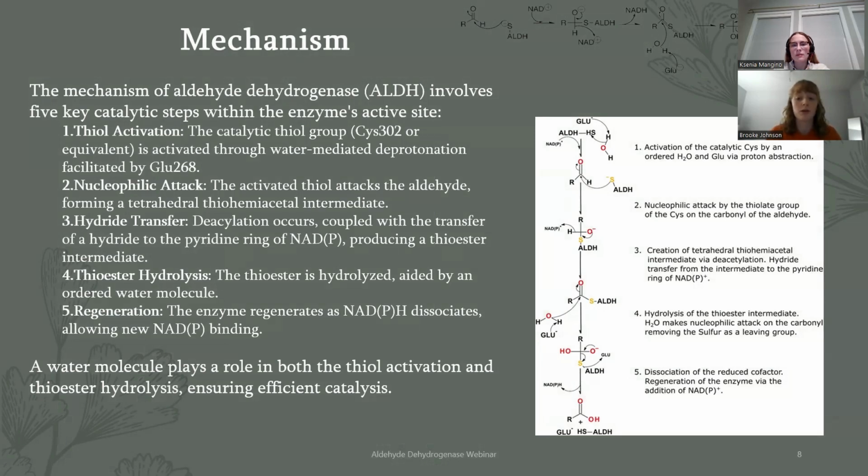Next is the hydride transfer. Deacylation occurs coupled with the transfer of the hydride to the pyridine group of the NADP, which produces the thioester intermediate. Next is the thioester hydrolysis, which is when the thioester is hydrolyzed, aided by an ordered water molecule. And finally is the regeneration step. The enzyme regenerates as NADPH dissociates, which allows new NADP binding. A water molecule plays a role in both the thiol activation and the thioester hydrolysis, ensuring efficient catalysis occurs.